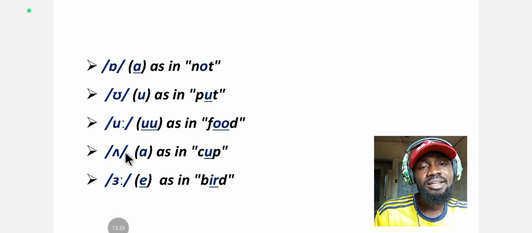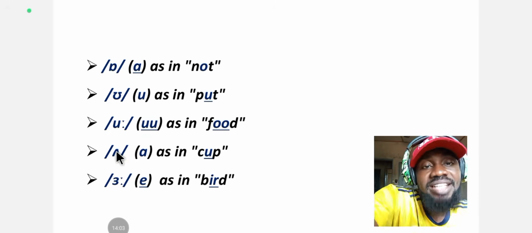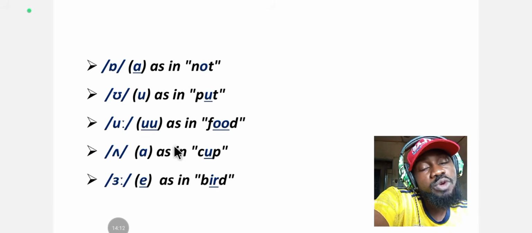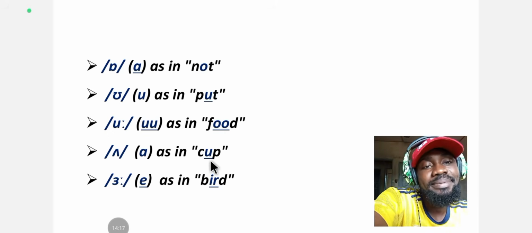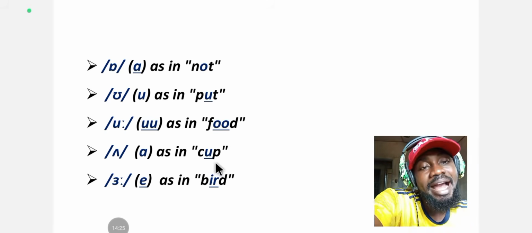When you look at this symbol we have here, this phonetic symbol, this is actually the short A. You can see the symbol. So the pronunciation of what we have here is pronounced cap. Cap. Get me a cup of water. Cap. A cap. Then the next one we have here is E.